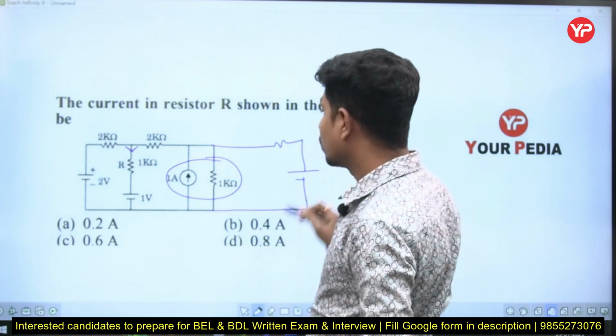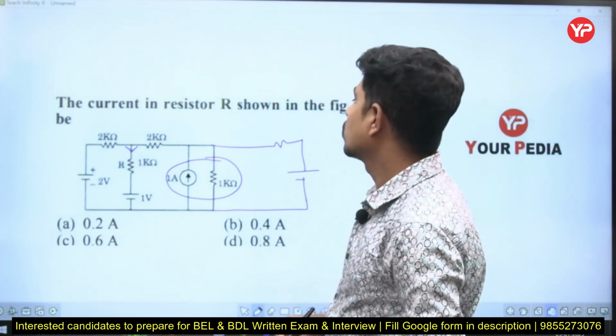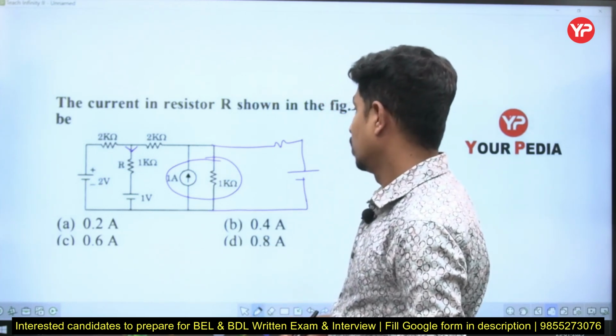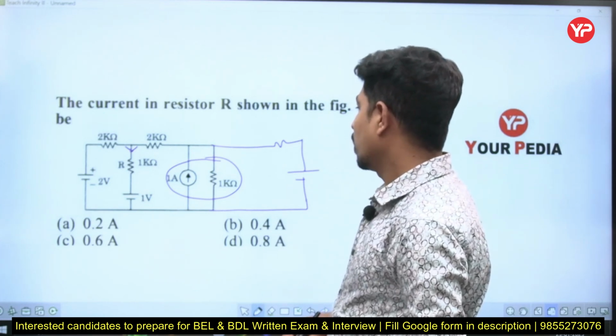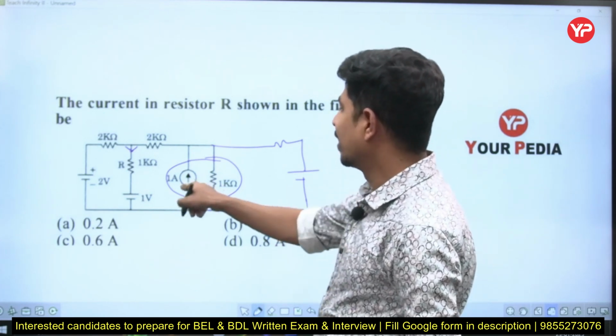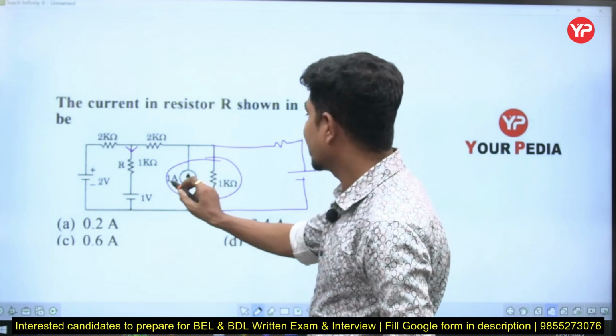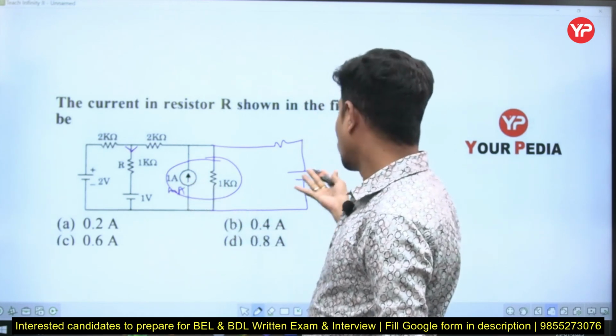1K means this will become 1000 volts. 1000 volts, but voltage is very high. See, 1K, this should be 1 milli. Otherwise, let's take it as 1 milli. Otherwise 1000 volts it is going to become.